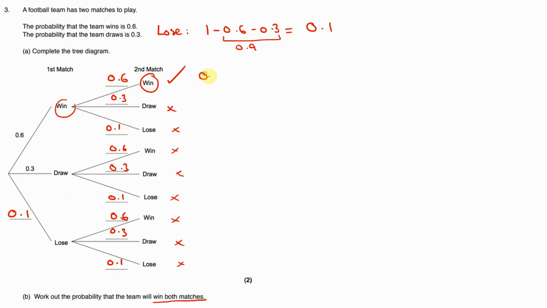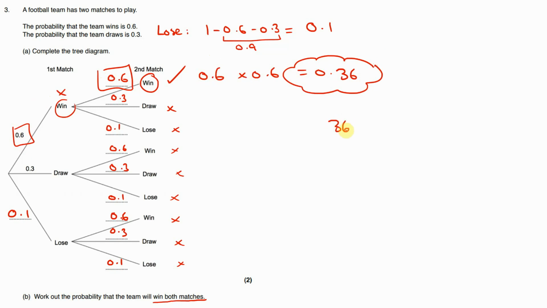So we just want to do 0.6 times by 0.6. That equals 0.36. And that can just be our answer. You could also say that's 36%, but you don't need to.